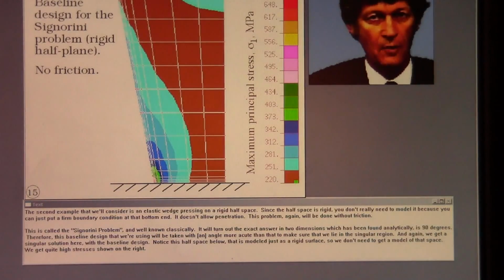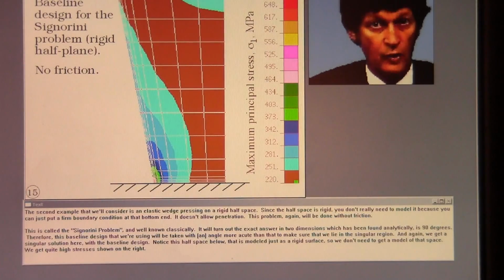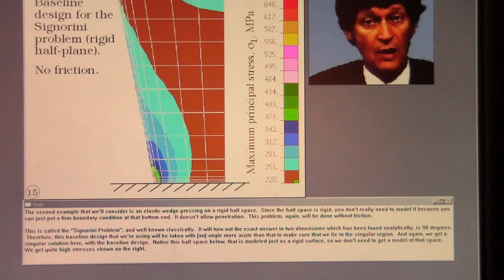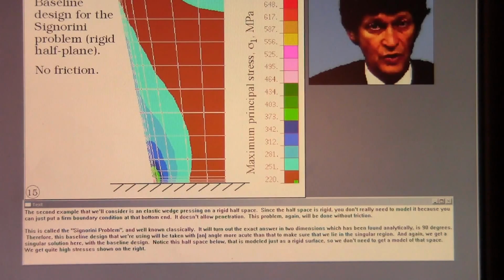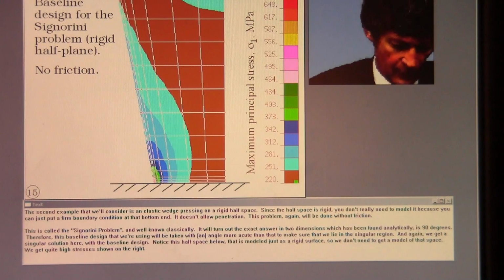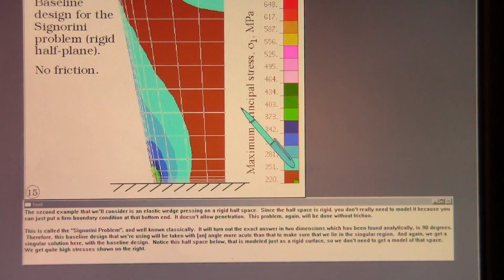The second example that we'll consider is an elastic wedge pressing on a rigid half space. Now, since the half space is rigid, you don't really need to model it because you can just put a firm boundary condition at that bottom end that doesn't allow penetration. This problem, again, will be done without friction. This is called the Signorini problem and well known classically.